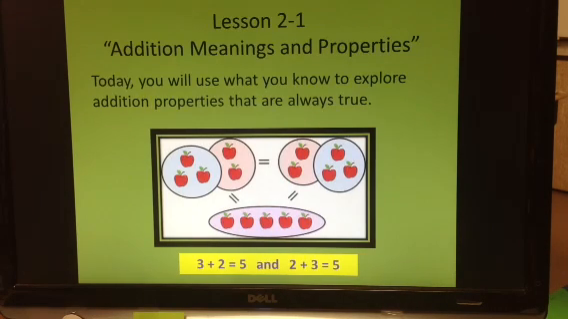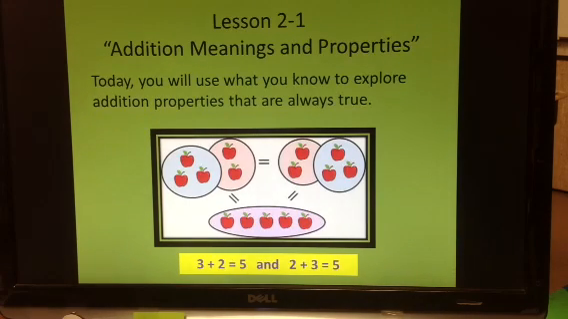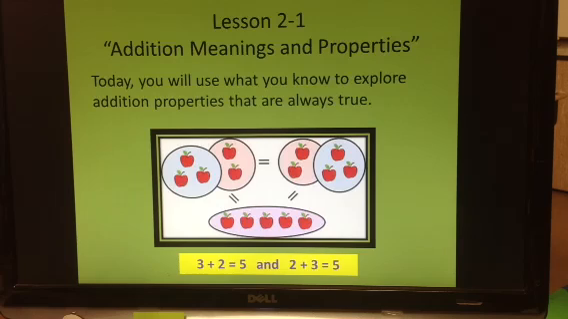In this picture I've shown a little bit about what we're going to be learning. This picture shows apples, and it shows 3 apples plus 2 apples are equal to 2 apples plus 3 apples. No matter how you arrange those numbers, they always add up to 5.